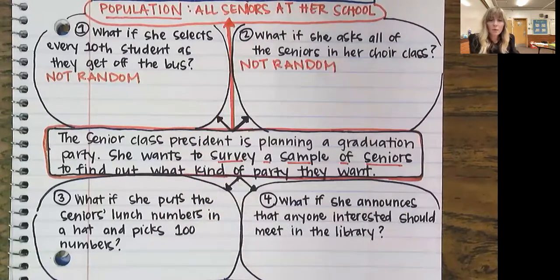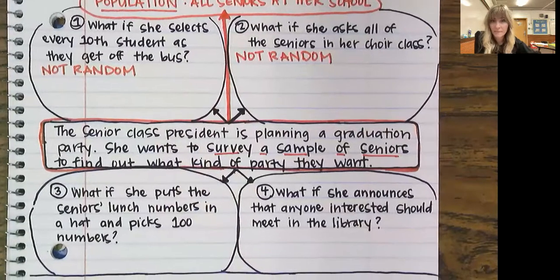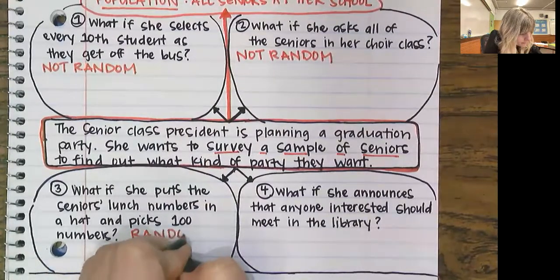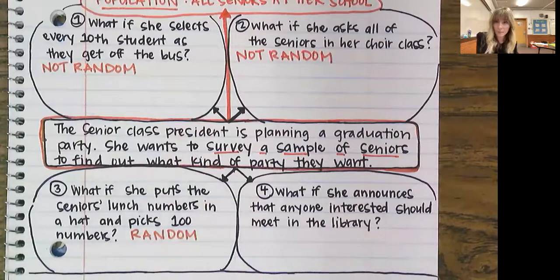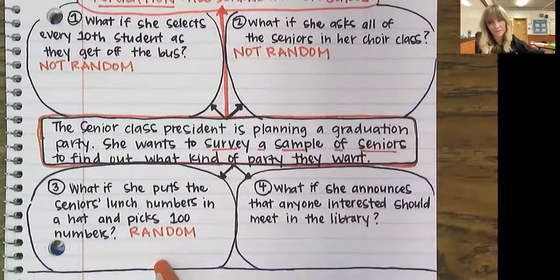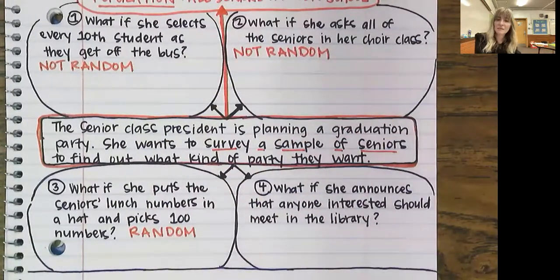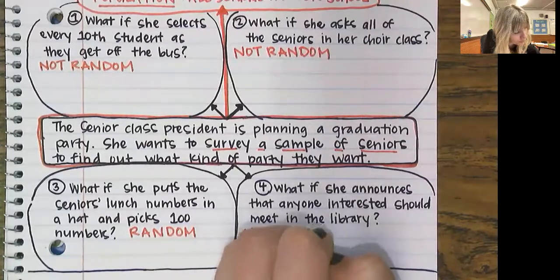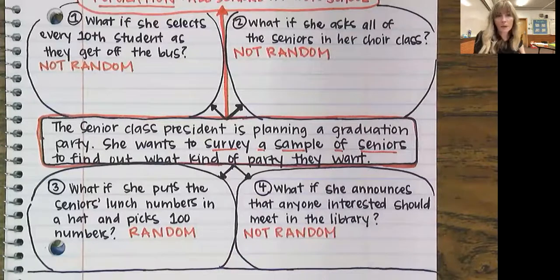Question number 3, what if she puts the seniors' lunch numbers in a hat and picks 100 numbers? This is random. That will get her a random sample. And question number 4 says, what if she announces that anyone interested should meet in the library? This one surprises some people, but this is also not going to lead to a random sample. So everybody got that? You wrote down not random or random? Take a look at those and see if you can figure out why.